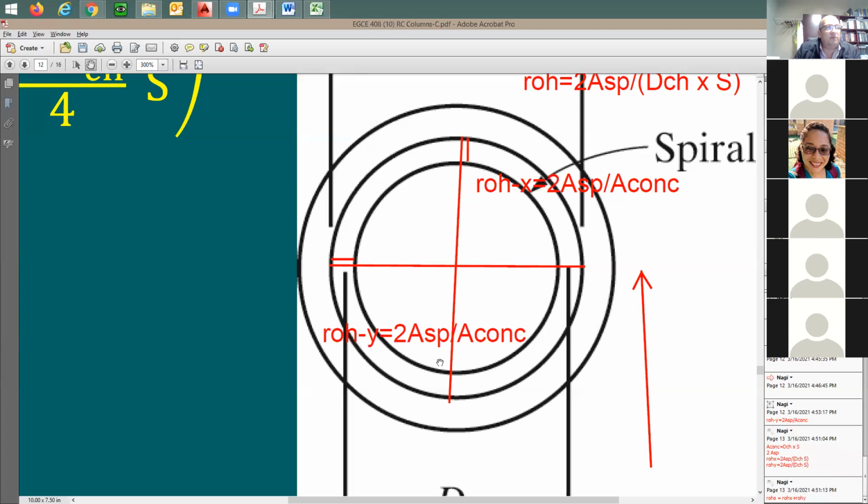Rho X. Looking, how many spirals do you cut through? I'm going to say 1, 2. How about the area of the concrete? If you cut the section this way, it's going to be the same as the area of the concrete if you cut it this way. It's going to be the same if you cut at any angle, correct? Yeah. So all I need to do is find rho X and rho Y and add them together to get the volumetric steel ratio.